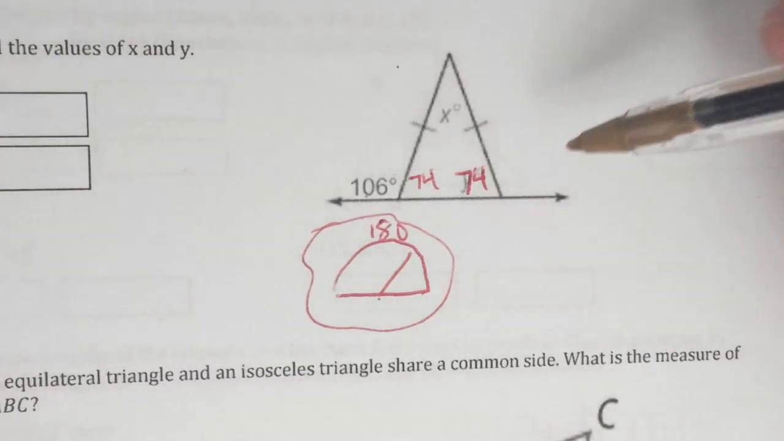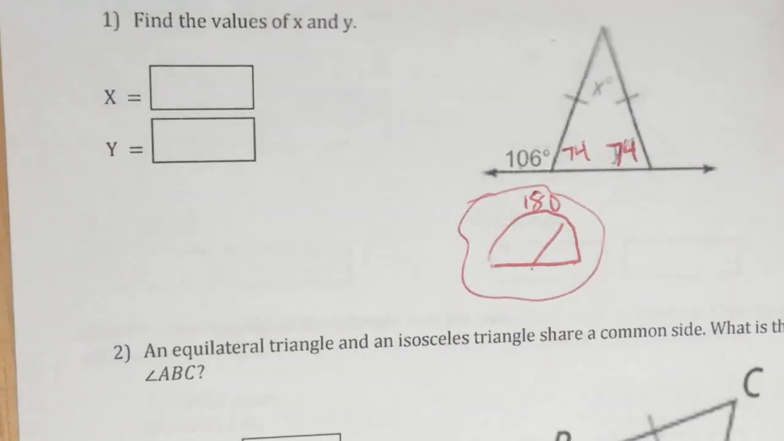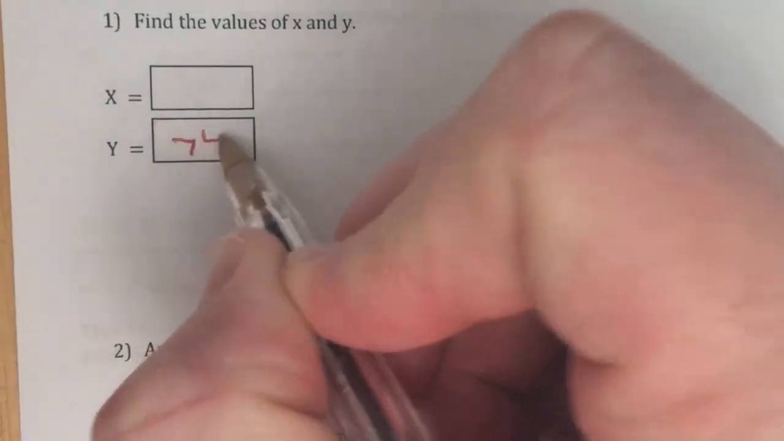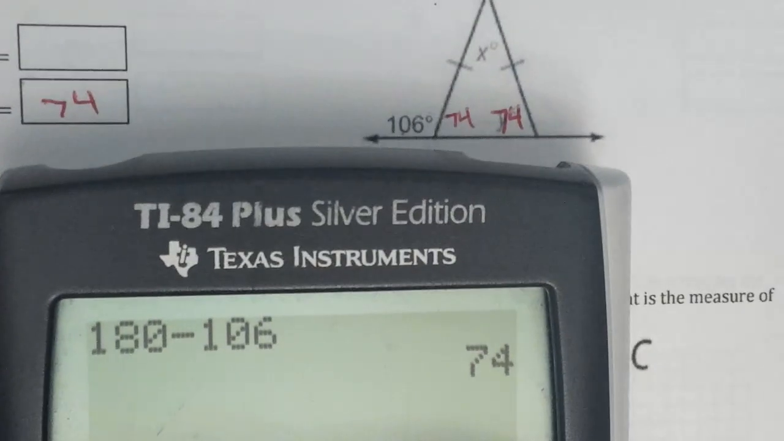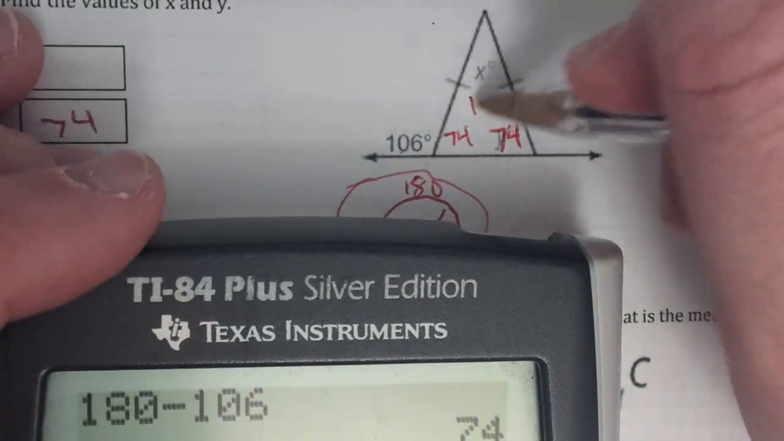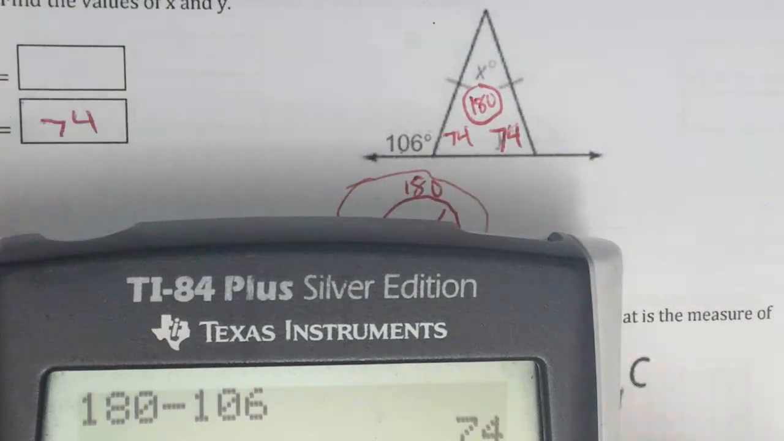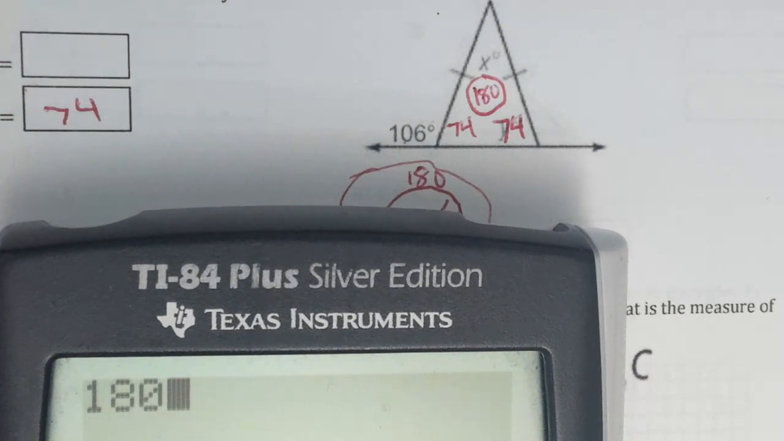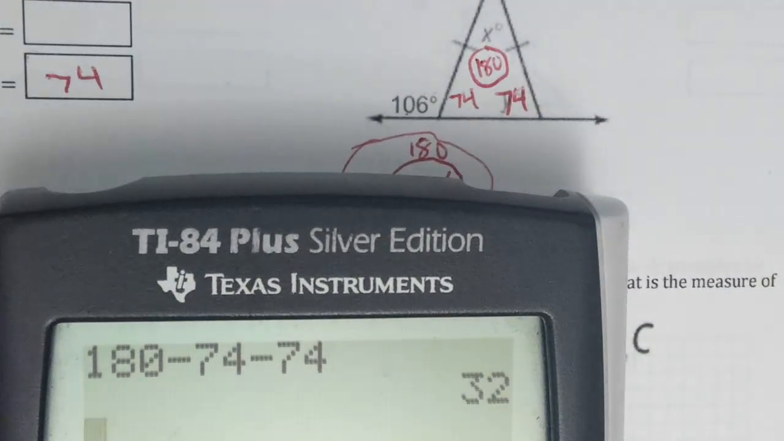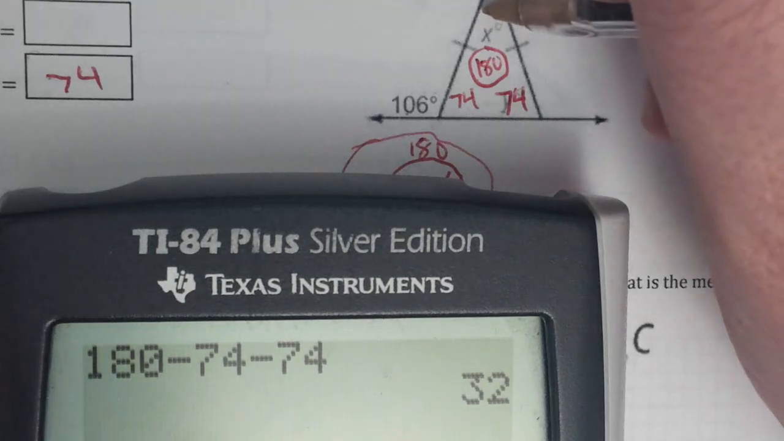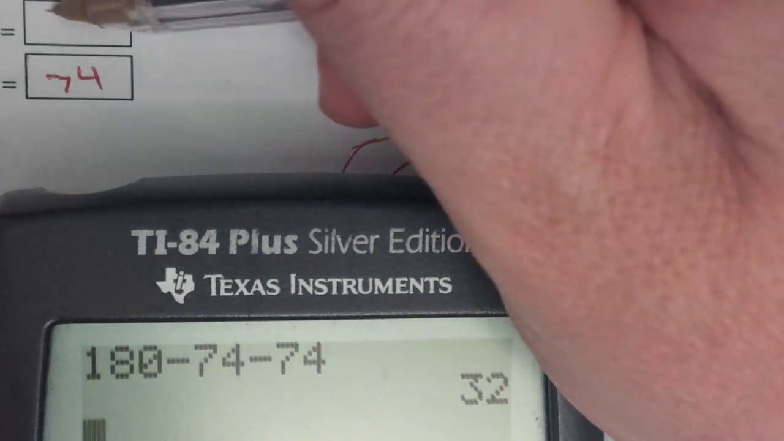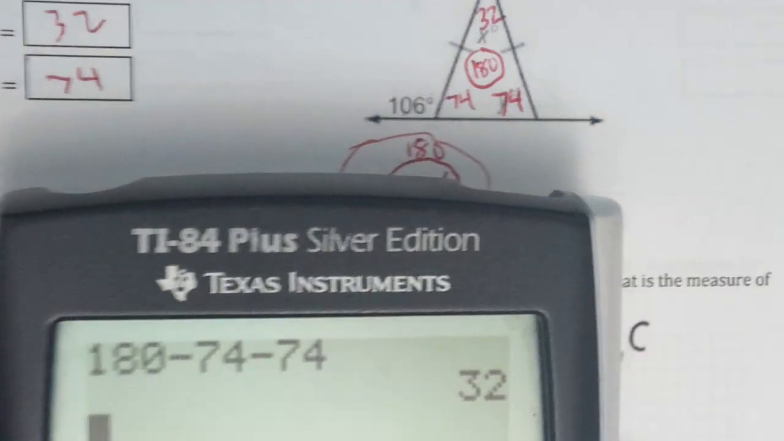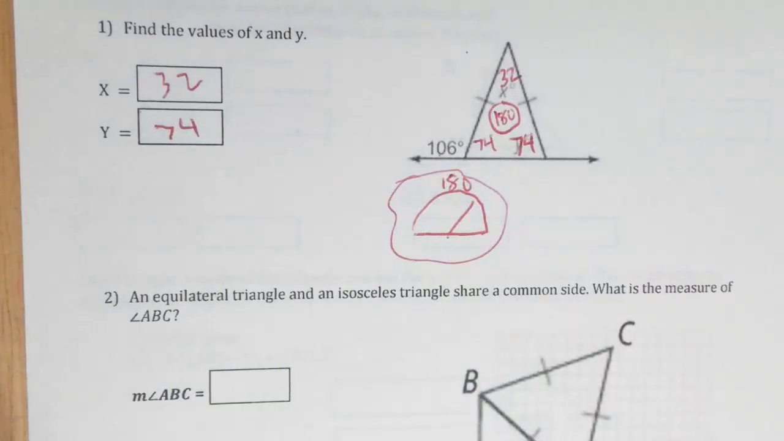All right, so now that we have that, we just found angle Y, which is lovely. That's 74. In addition to that, we know that all the angles of a triangle add up to 180 degrees. So if they all add up to 180, 180 minus the 74 and the other 74, we'd be left with 32. So this angle right here is 32, so X is 32. And those are your final answers. So that was nice and quick, wasn't it?